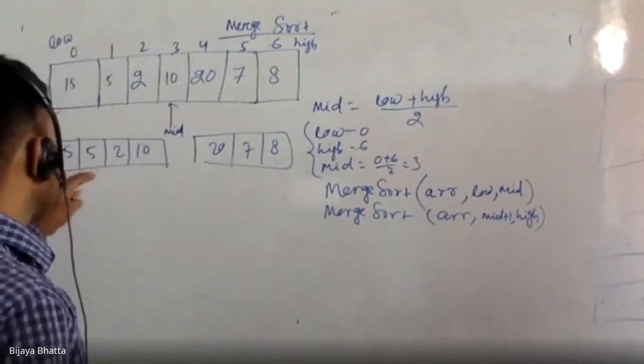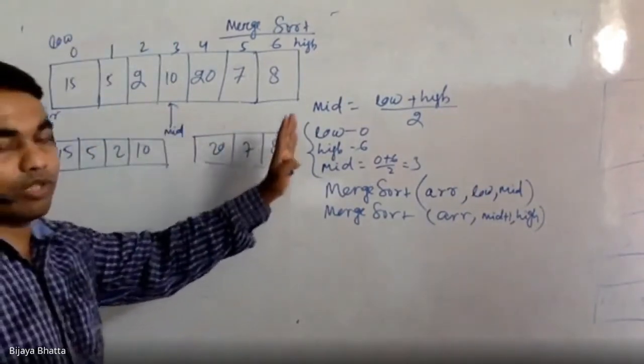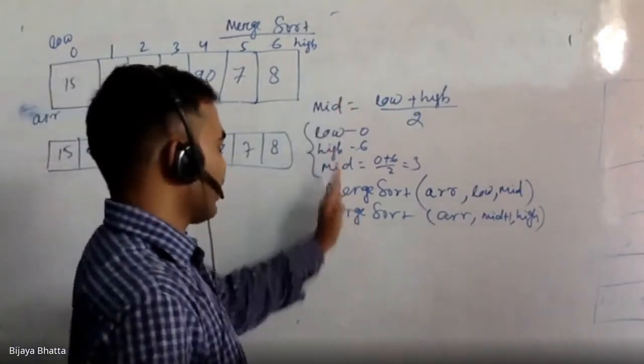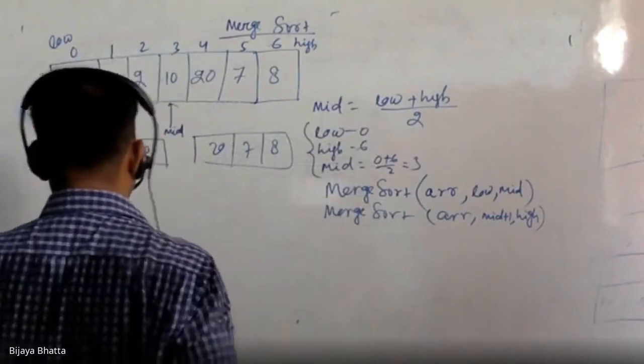So that means it will keep on dividing. This is not the final algorithm, don't worry, I'll write down the final algorithm. This is just the building blocks of the algorithm.